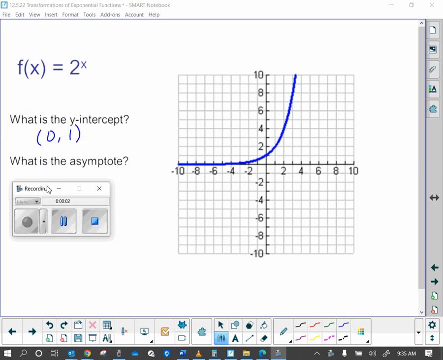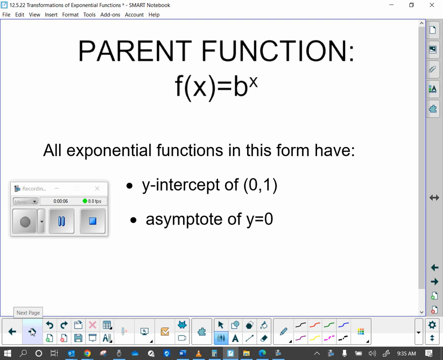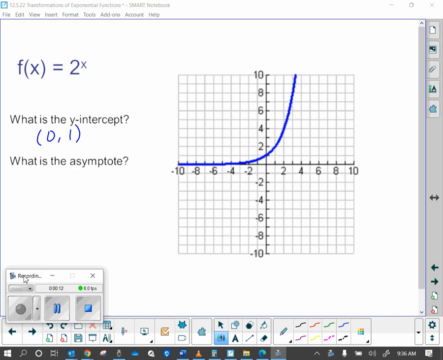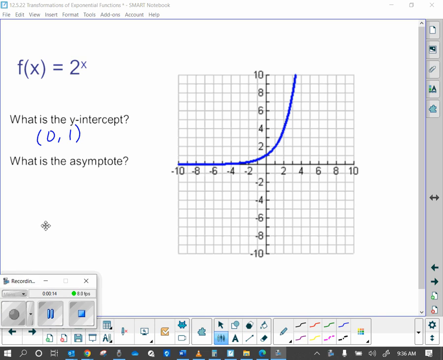In this parent function, y equals 2 to the x power, the y-intercept is (0, 1), and the asymptote is y equals 0. Okay, so that is for this function.